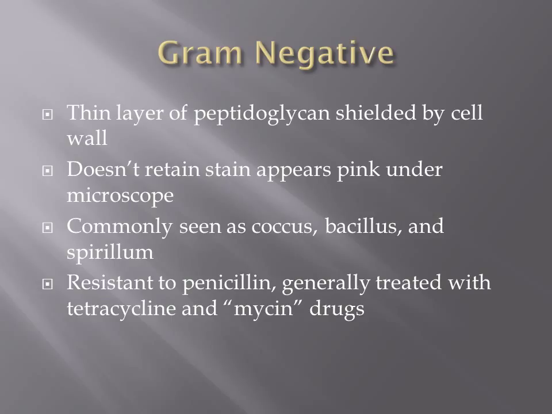Now, gram-negative bacteria have a thin layer of peptidoglycan, and that's shielded by an external cell wall. They don't retain the stain, so they appear a light pink color under the microscope, and they're commonly seen in the coccus, bacillus, and spirillum shapes. A defining factor of gram-negative bacteria is they're resistant to penicillin.